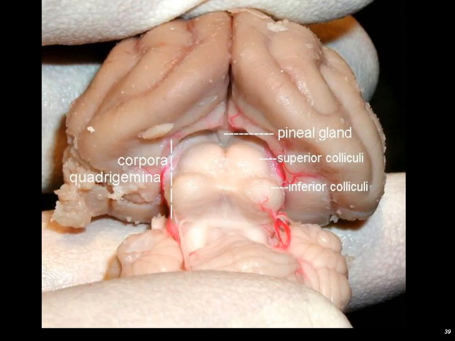Okay, this is the same slide I showed a few slides back, and it shows principally the colliculi of the midbrain, but also just above that we can see the pineal gland. Remember, the pineal gland is the structure that secretes melatonin and also is part of our epithalamus.